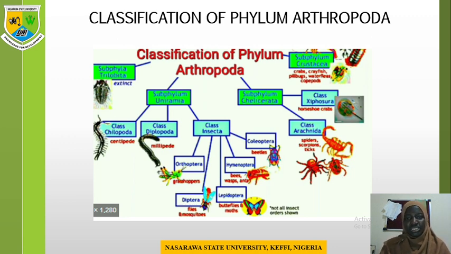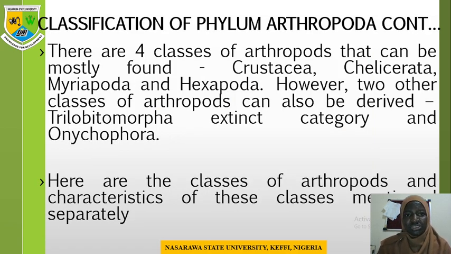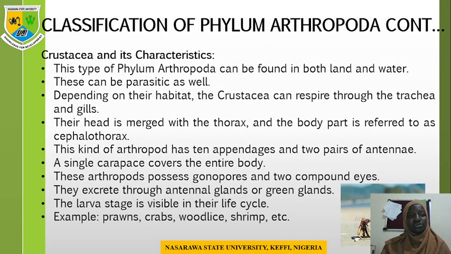lecture. This is just a diagram or a framework, an organogram of the different classes with the species, animals. Just a summary of what we'll be treating in this lecture. As I earlier mentioned, there are 4 classes of phylum Arthropoda that can be mostly found. This includes the Crustacea, Chelicerata, Myriapoda, and Hexapoda. However, 2 other classes of arthropod can be derived: the Trilobitomorpha, an extinct category, and Onychophora. These classes will be discussed briefly with their characteristics.